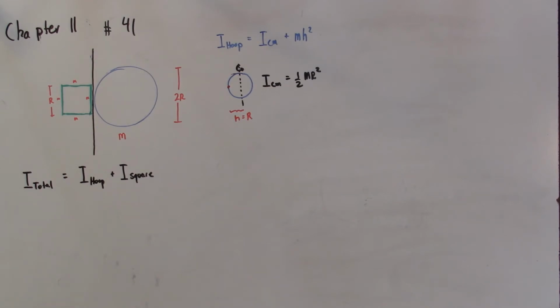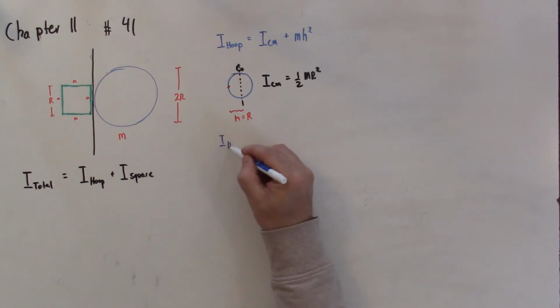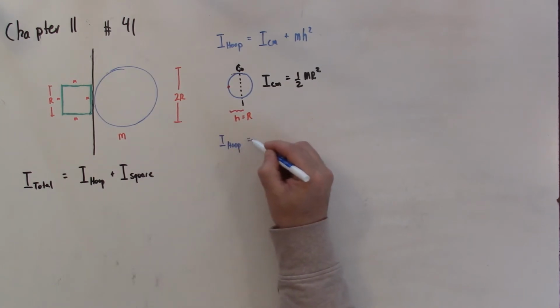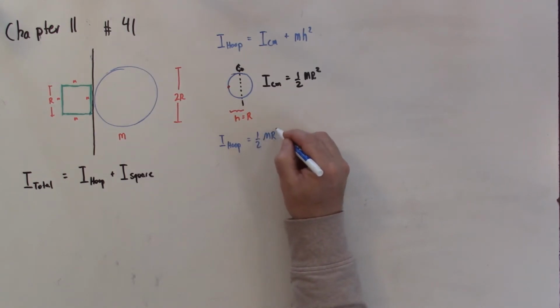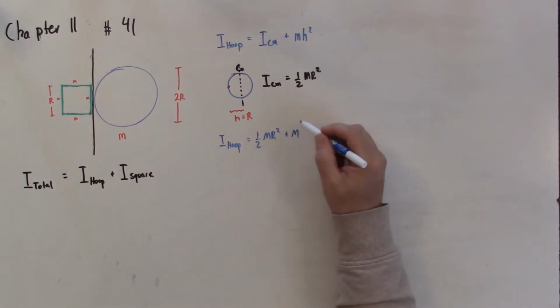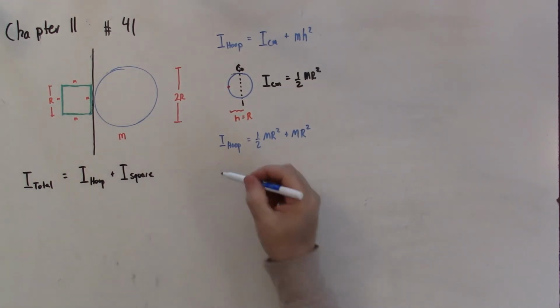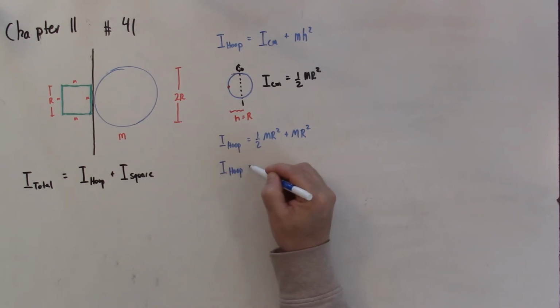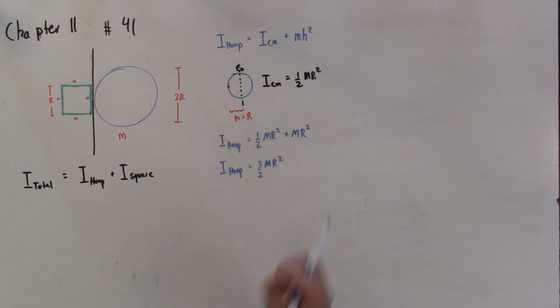So if I take this idea here and move it down, I want to get the moment of inertia for the hoop. I'm going to need the moment of inertia through the center of mass, which is 1/2 mr squared, plus this term mh squared, where h is the radius. And this is 1/2 mr squared, this is a full mr squared, and if I add those two things together, the moment of inertia for the hoop is equal to 3/2 mr squared.